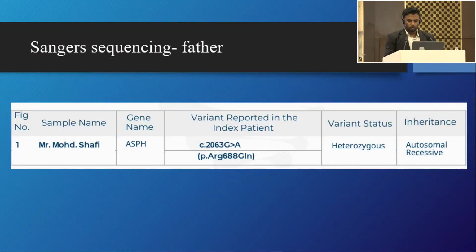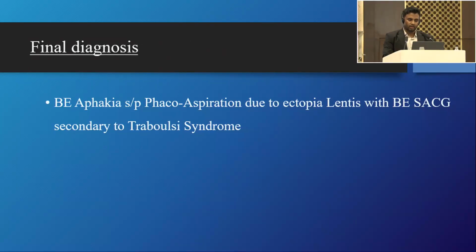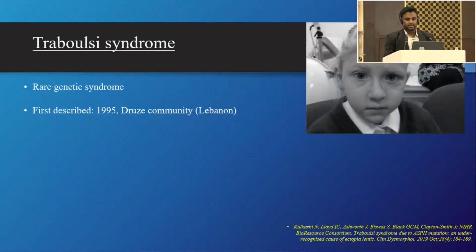Father was found to be a carrier of the ASPS gene. So we revised our diagnosis as both eye aphakia, status post phacoaspiration due to ectopia lentis, with both eye secondary angle closure glaucoma secondary to Travolsi syndrome. So it's a rare genetic disorder.